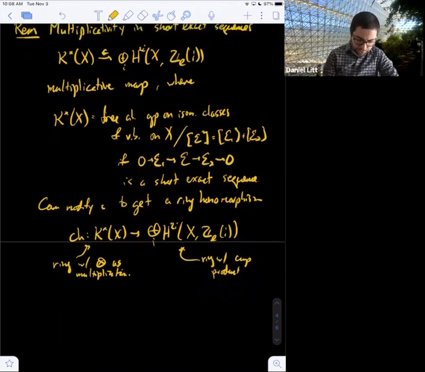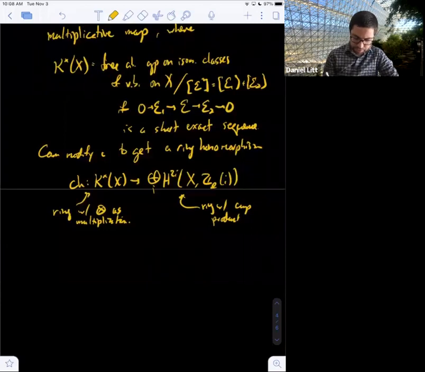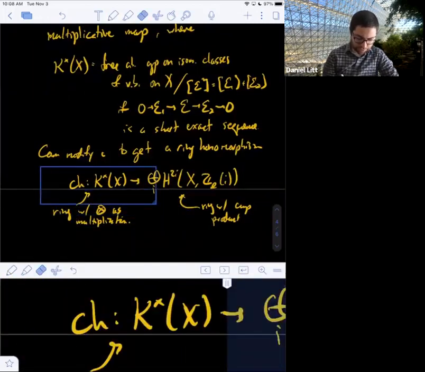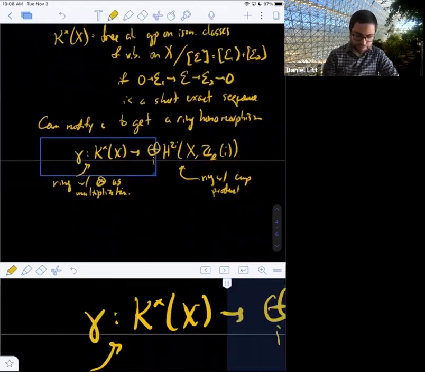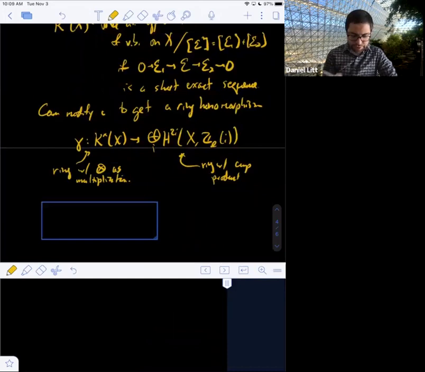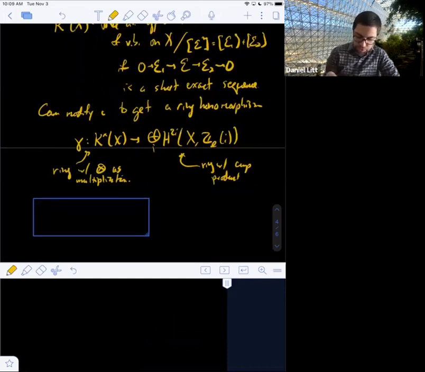Okay, so what's the relevance to this thing? So maybe I shouldn't call this ch, because something else is often called ch. Let me call this gamma. So the relevance of this is that we can reinterpret the cycle class map we had from before in terms of this gamma.